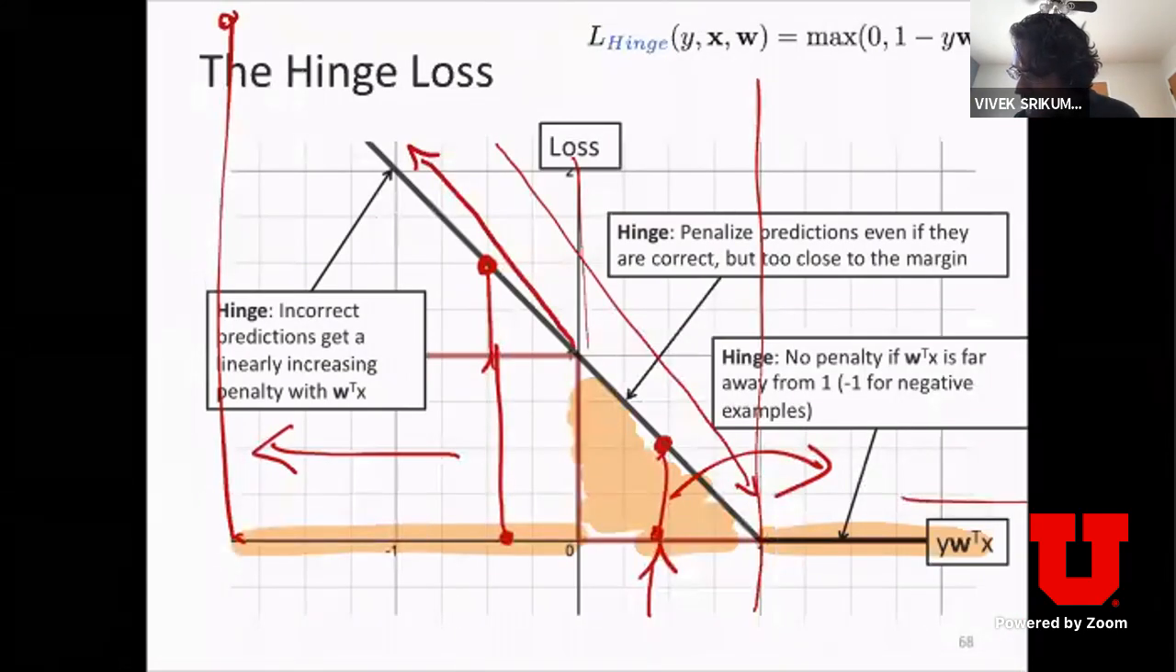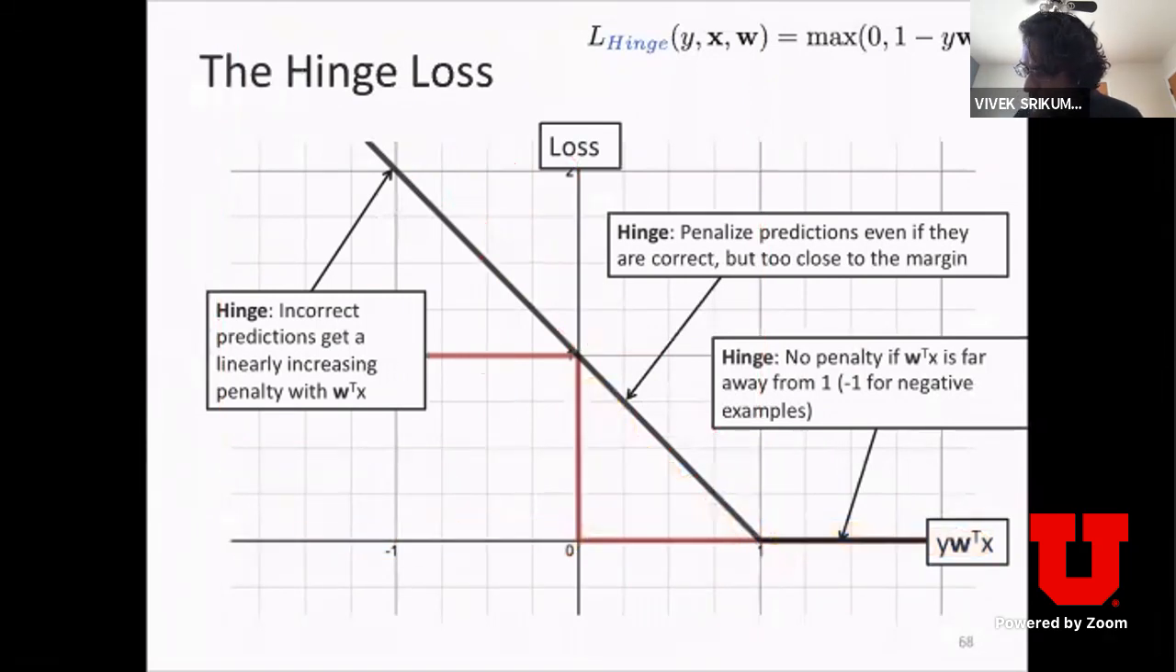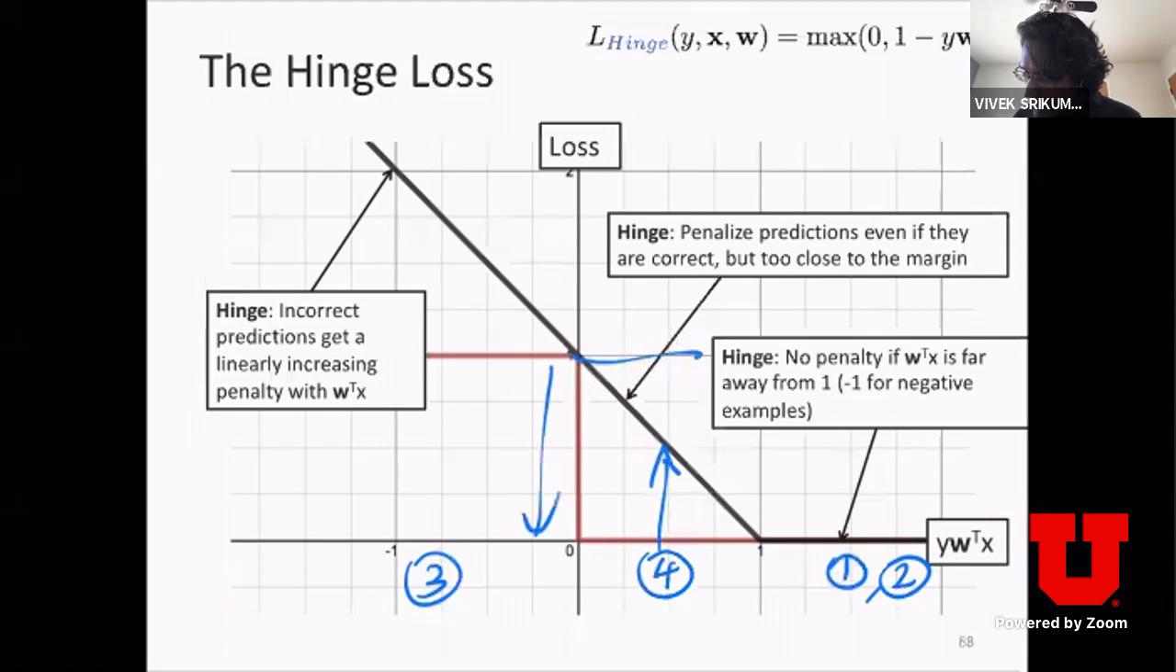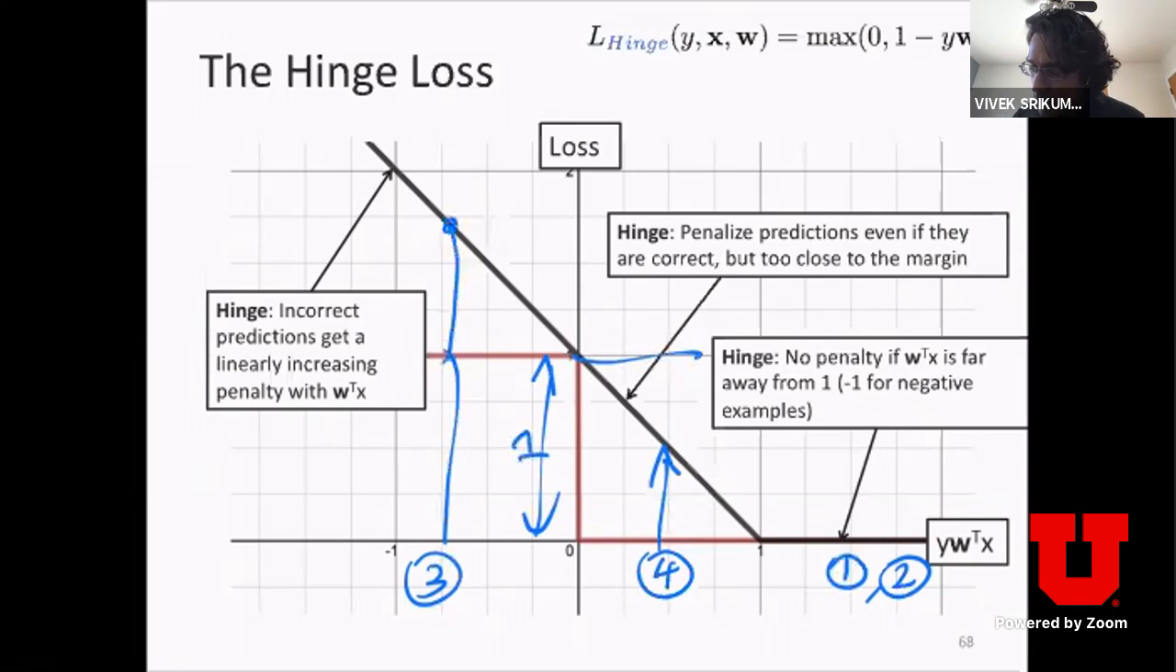So let me clear all the annotation, because using the examples that we saw so far, case 1 was here, case 2 was here, case 3 was somewhere here, and case 4 was somewhere here. So the loss would be less than 1, because this height is 1 here. This is 1 minus y w transpose x. This quantity here will be minus y w transpose x, which is exactly this thing here, and so on. So yes, Alex, you're right.